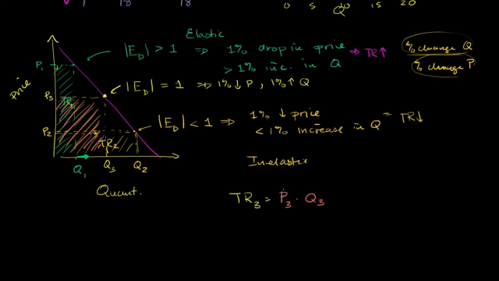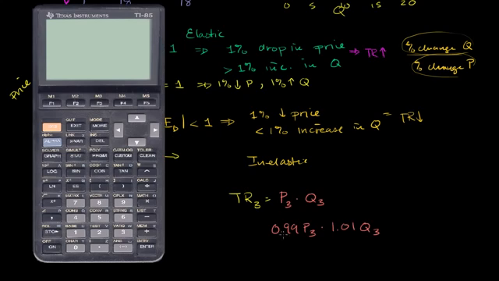Now, if we decrease price by 1%, then this will become 0.99 times our price. And if we increase our quantity by 1%, then this will become 1.01 times our quantity. Now, let's think about what this number right over here is. And this is why I'm saying the total revenue isn't going to be exactly unchanged. If you multiply 0.99 times 1.01, you don't get exactly 1.